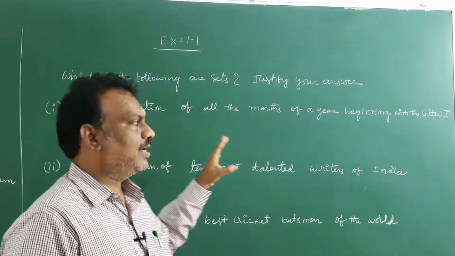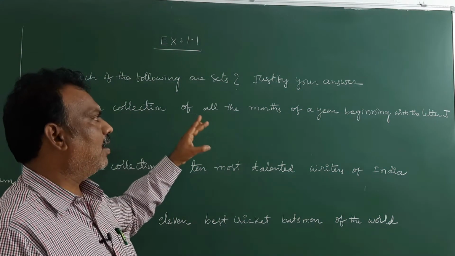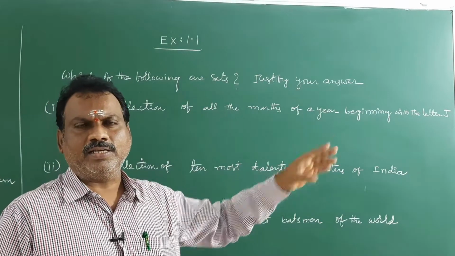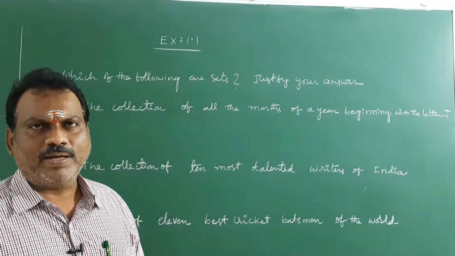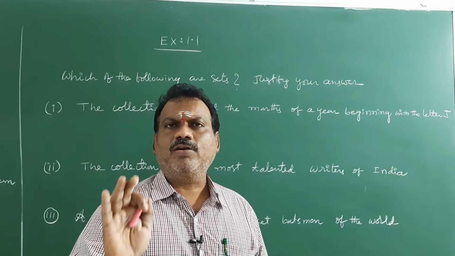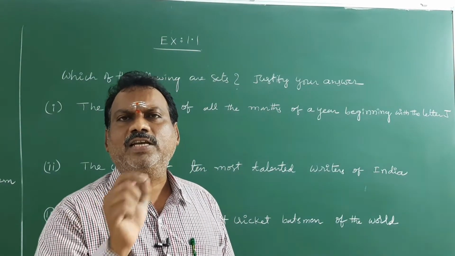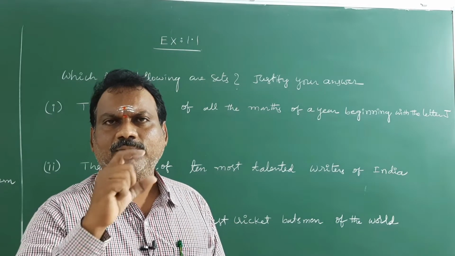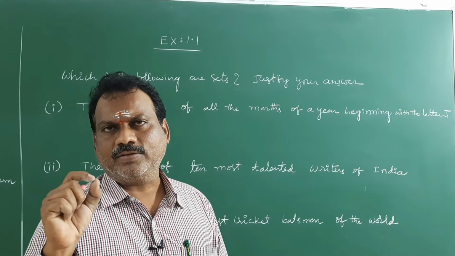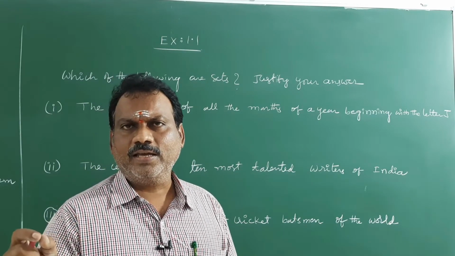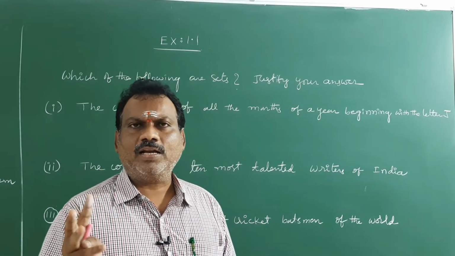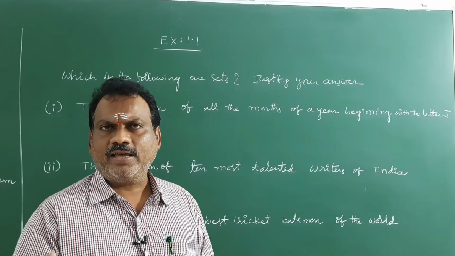Once again I repeat the question. The collection of all the months of a year beginning with the letter J. You know very well, the collection of months in a year, we have 12 months. Apart from the 12 months, you have to take those beginning with the letter J. First month January. Next, what is starting with J? June, July. Any other? No. So there are 3 months which start with J in a year.